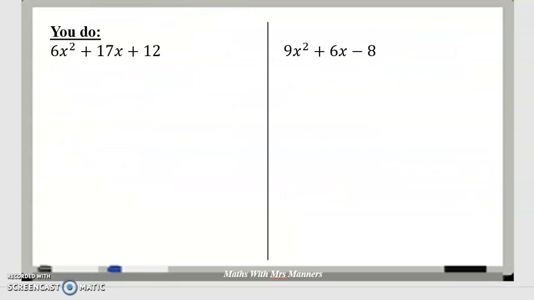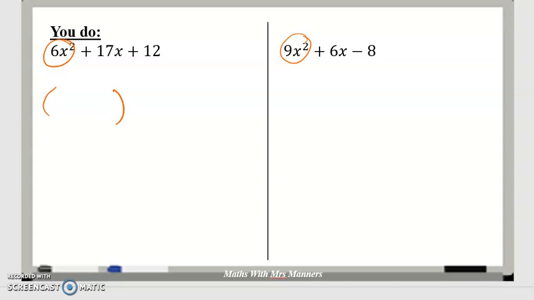All right, 2 for you to do. Okay, I've given you 2 where the leading coefficient isn't prime, so you have to think about it. So I want you to pause the video, give these a go. If it takes you 10 minutes, don't worry, because like I said, you will get faster. So pause the video and unpause when you're done.